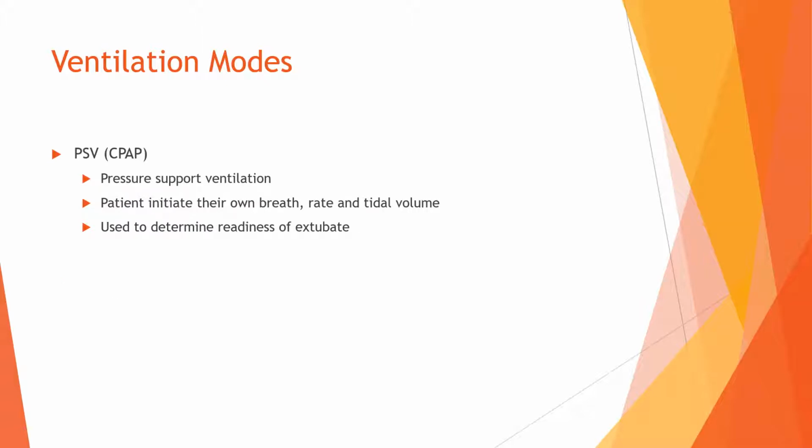Another mode that we commonly use is the PSV, or the pressure support ventilation, more commonly known as CPAP. You will see often, "Why don't you CPAP the patient?" In this mode, the patient will initiate their own breath, their own rate, and their own tidal volume, and this is often used to determine the readiness of extubation. You can actually control the pressure that you give. Therefore, as you're trying to wean someone off the ventilator, you can provide them with a little extra pressure and start to come down on the pressure as they're getting better and better.